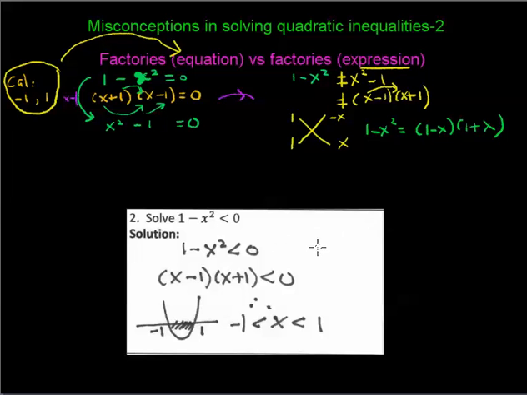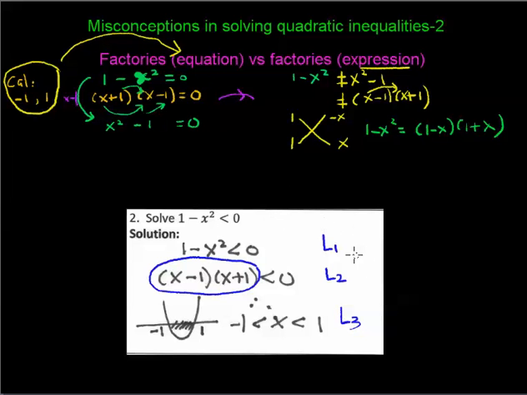Look at the following solution. Can you identify any mistake in this solution? Obviously, x minus 1, x plus 1 are not the factors for 1 minus x squared. 1 minus x squared is an expression. So to factorize an expression is different from factorizing an equation.